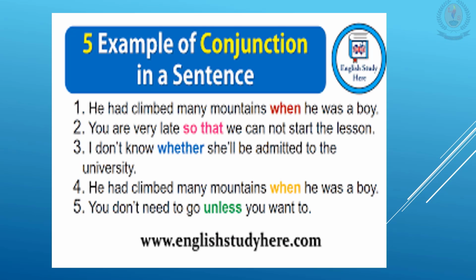Third one, I don't know whether she'll be admitted to the university. I don't know and she'll be admitted to the university are two clauses, and these two are joined by the conjunction whether. Fourth one, he had climbed many mountains when he was a boy. And fifth one, you don't need to go unless you want to. Here all the used conjunctions are highlighted in different colors.